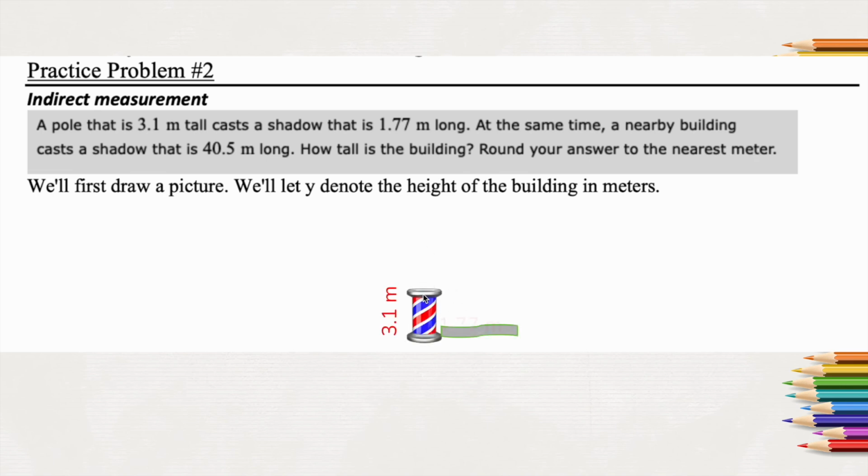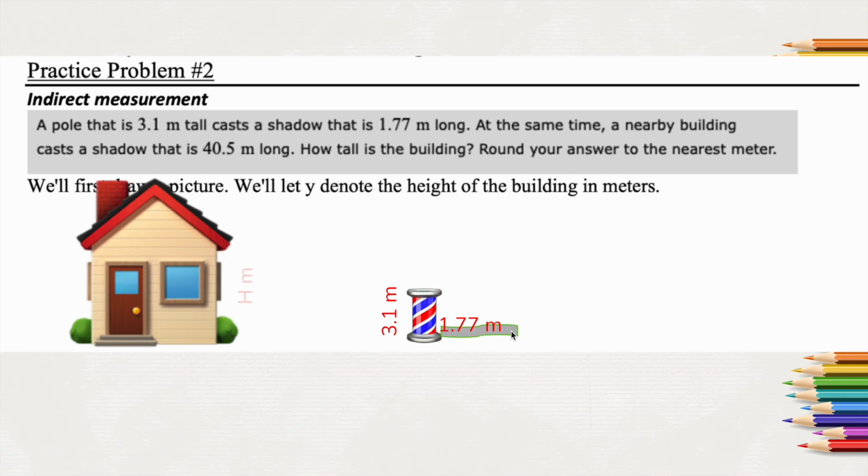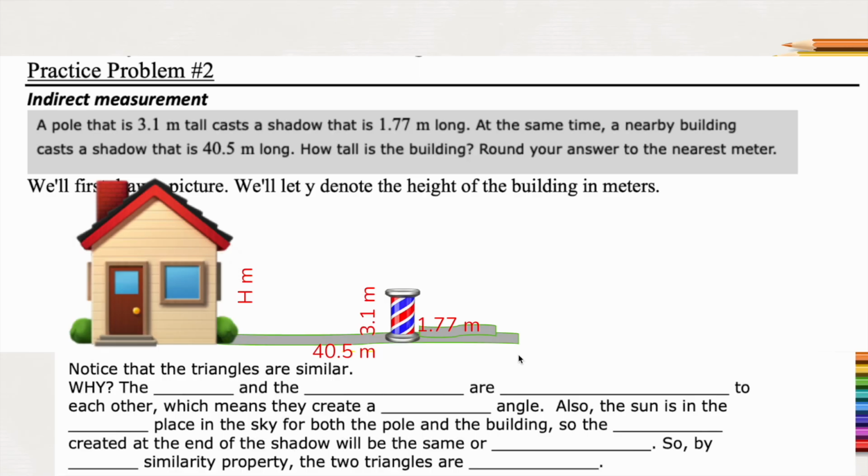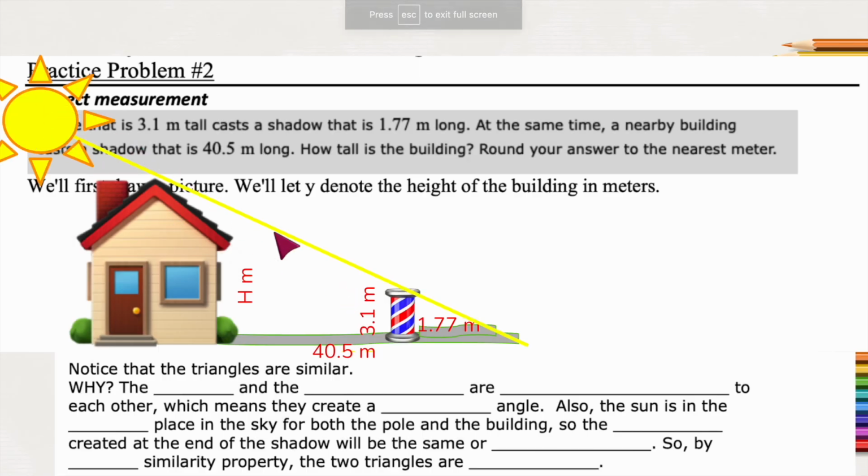So here's the pole that's 3.1 meters tall, and here's my shadow that's 1.77 meters. And then I have a nearby building that's h meters tall. I don't know how tall it is, right? That's the question. How tall is the building? But I do know it's casting a shadow of 40.5 meters. And what's casting the shadow is the sun.